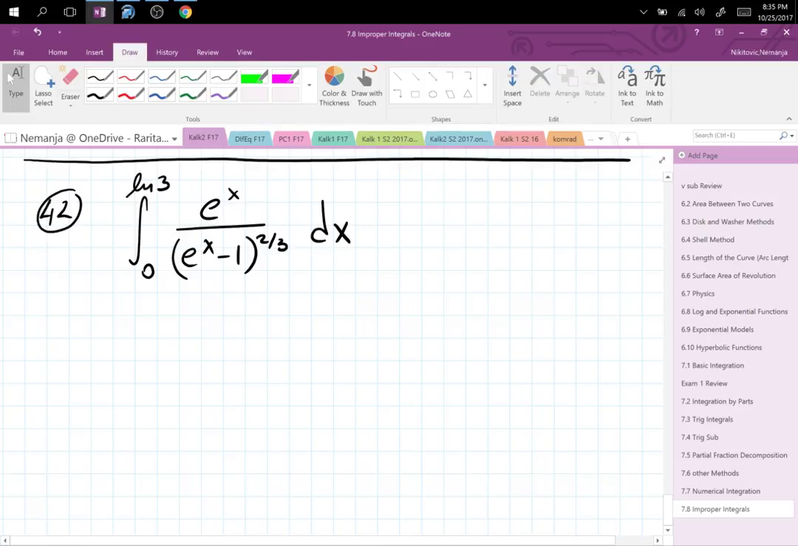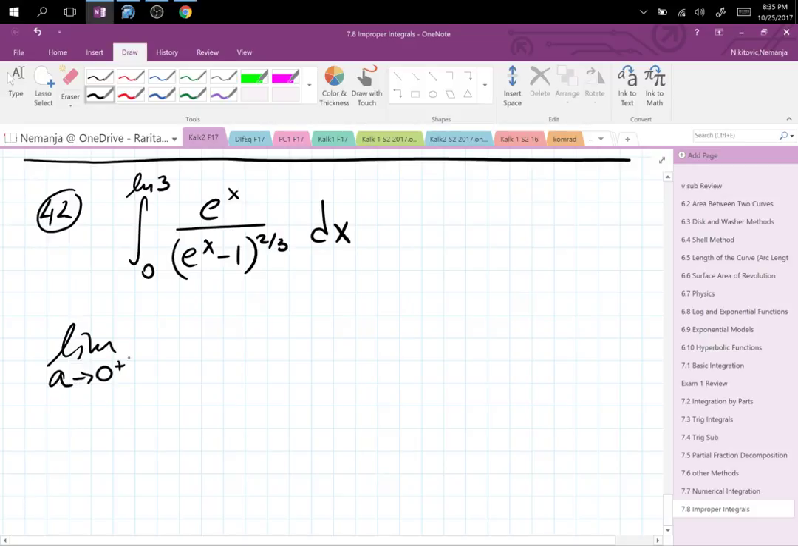Where is the problem? 0. 0 is the problem, because it will create 1 minus 1 in the denominator, which gives us 0 in the denominator. So we start with the limit, and a goes to 0.